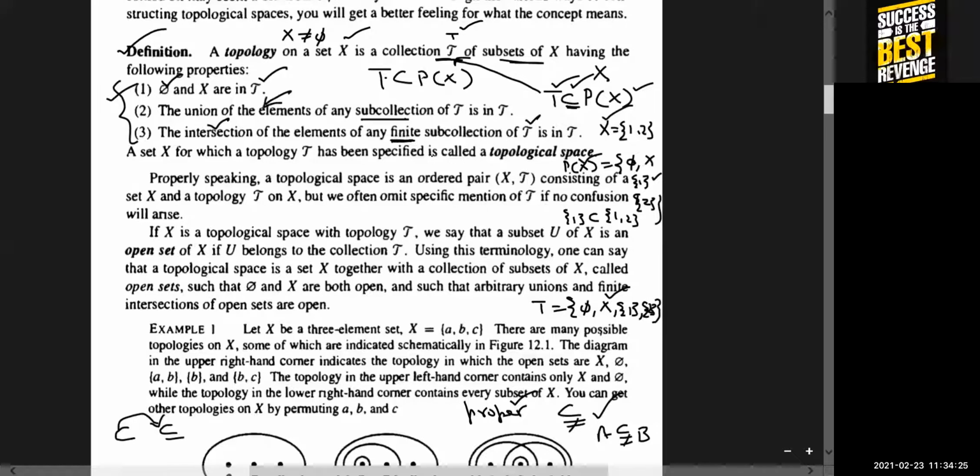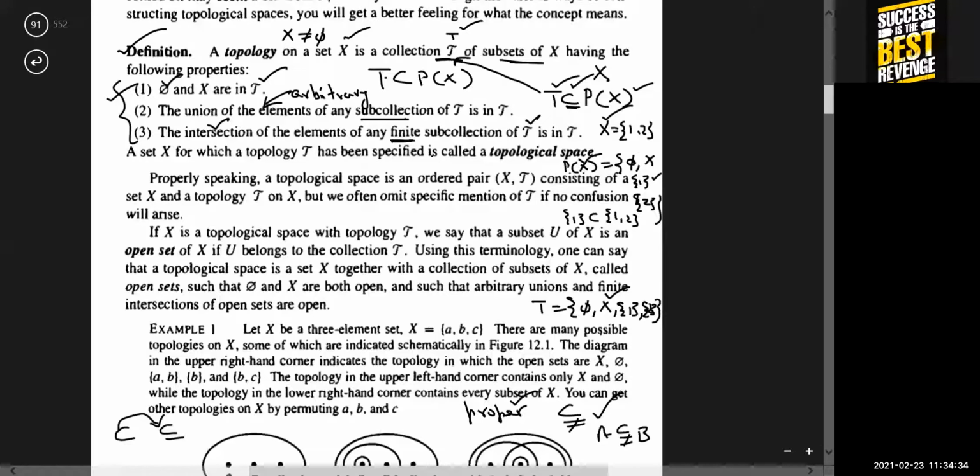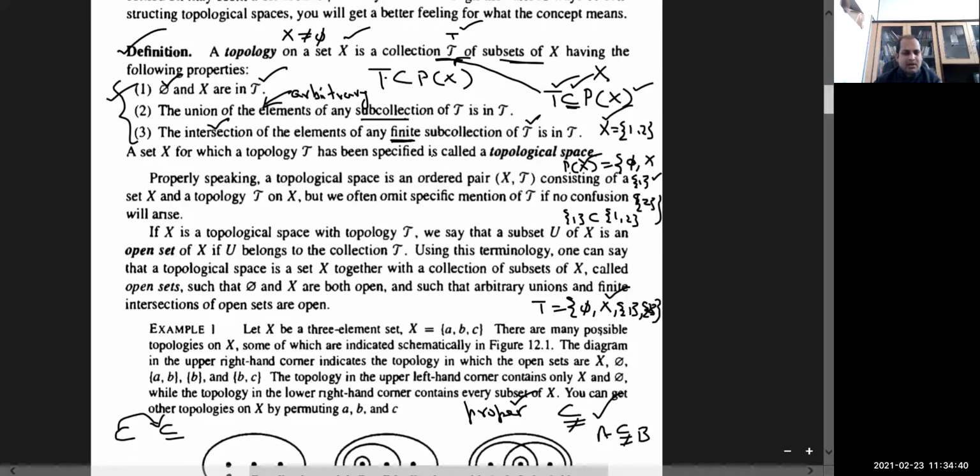Arbitrary union, here this stands for arbitrary. What do you mean by arbitrary union? Sir, any index set, it means nothing. Okay, what do you mean by nothing?